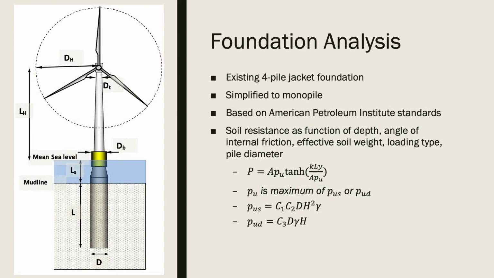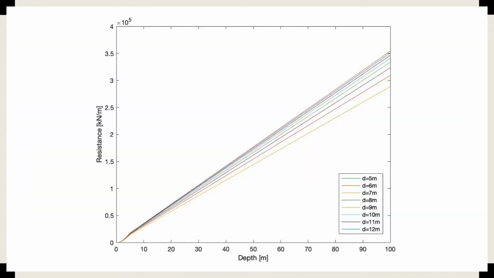The foundation analysis was simplified to a monopile in the seabed. The API standards for this give soil resistance as a function of depth, angle of internal friction, effective soil weight, loading type, and pile diameter. Many of these can be found from API's tables with respect to sand. The results of these calculations are depicted in this graph of depth versus resistance, with several possible pile diameters.